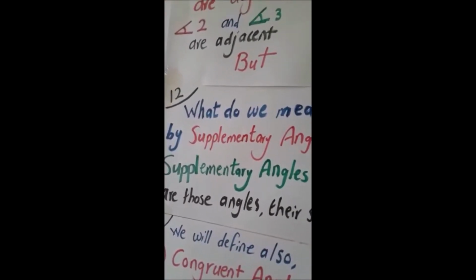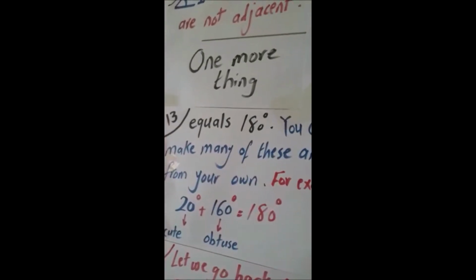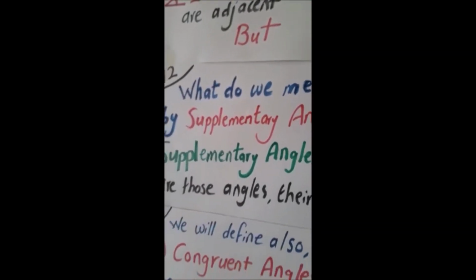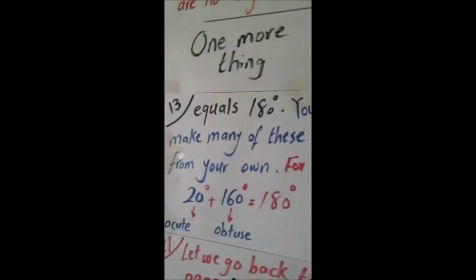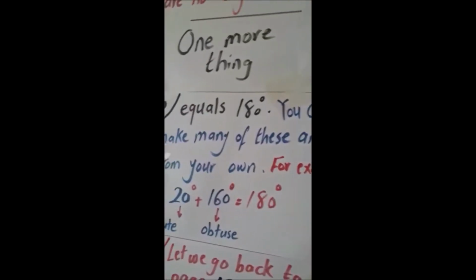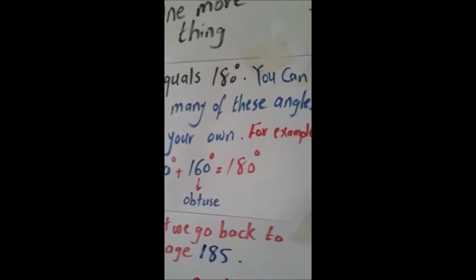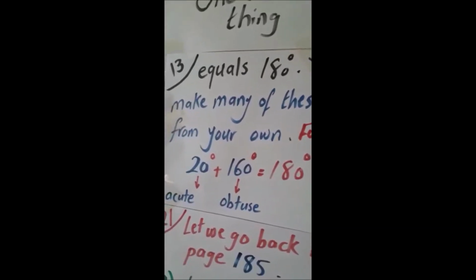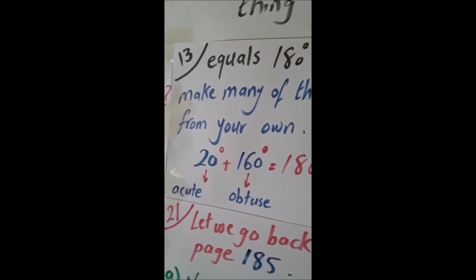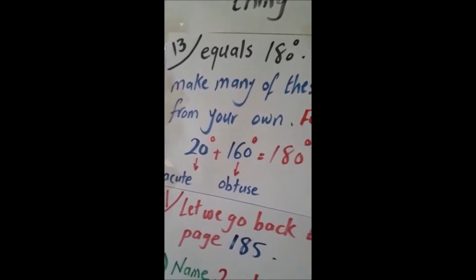Supplementary angles are those angles whose sum equals 180. And you can make as many of these angles as you want on your own. For example, one of you will say, Mr., 180 comes from 20 and 160. 20 is an acute angle and 160 is obtuse.